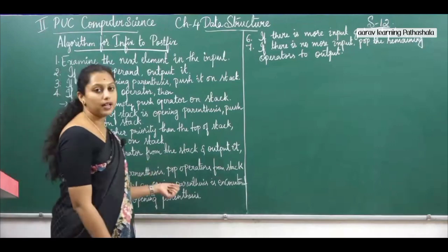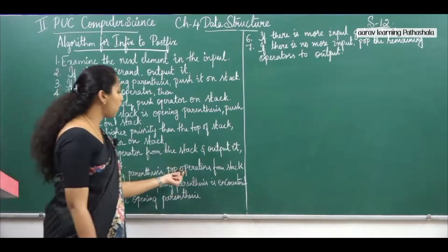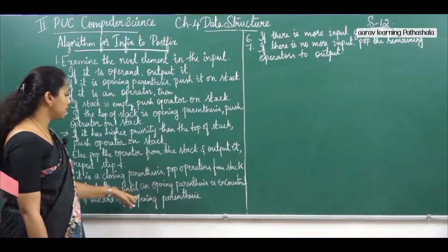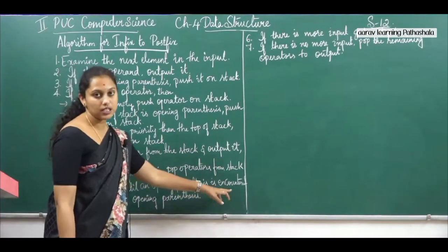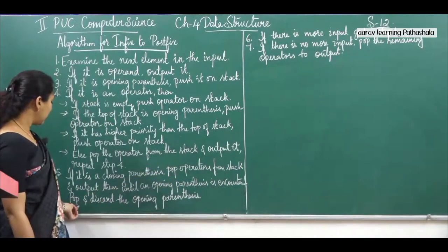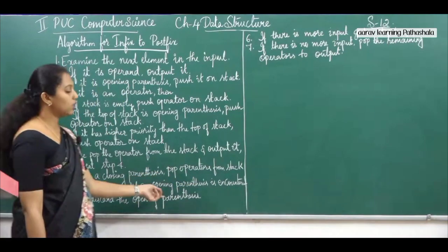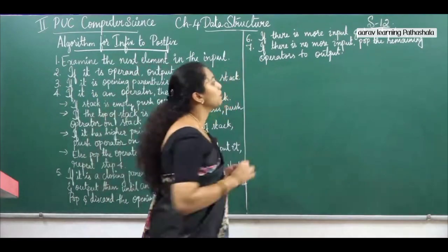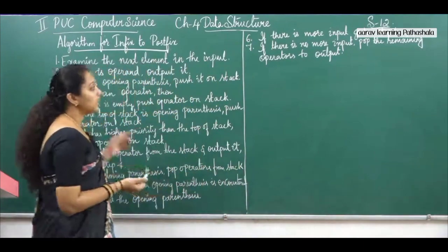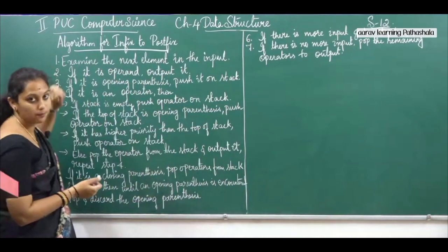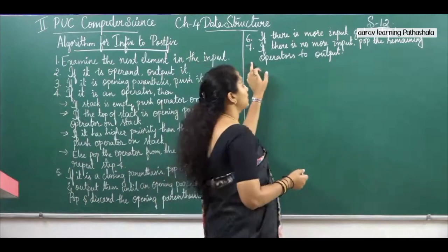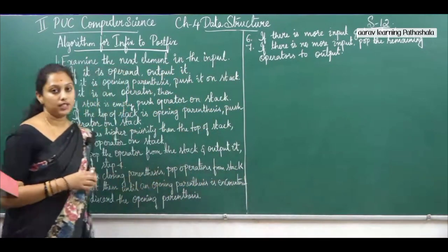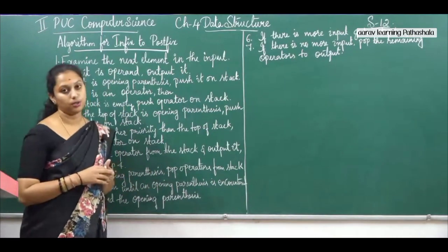If it is a closing parenthesis, then we pop the operators from the stack and output them until an opening parenthesis is encountered. Then we pop and discard the opening parenthesis. In the sixth step, if there is more input, we repeat from step 1. In step 7, if there is no more input, pop the remaining operators to output.